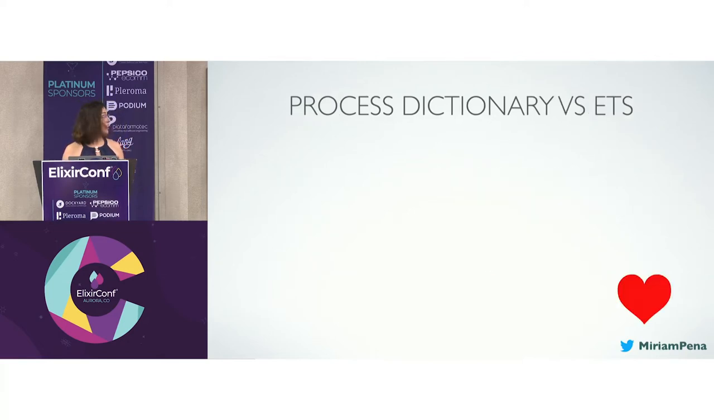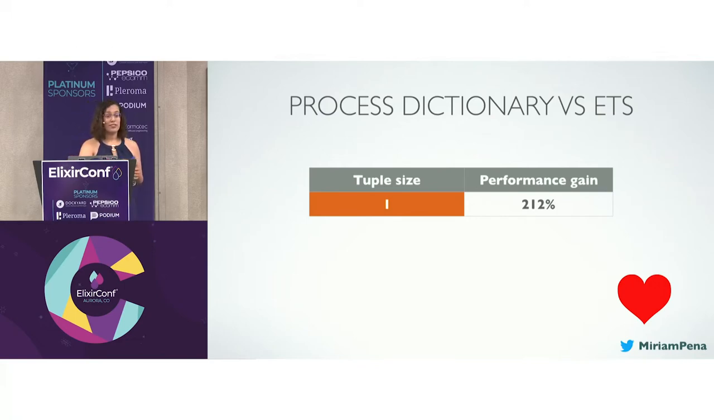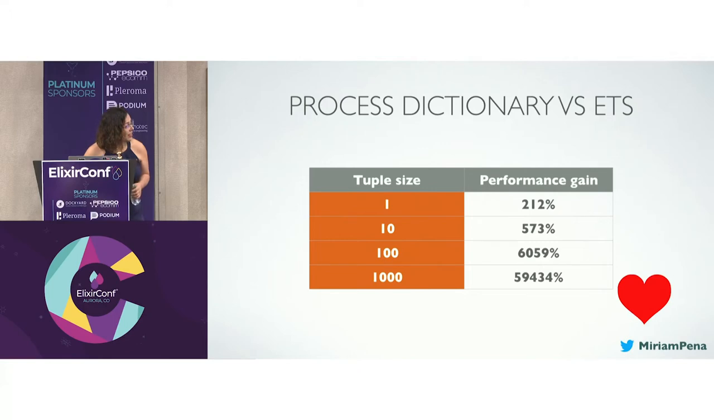And I actually benchmarked how much faster it is to use the process dictionary versus an ETS. For a tuple size of one, it's two times faster. For 10 it's 5 times, for 100 it's more. No good reason to have a tuple of 1,000 elements, but if you want to read it, 6,000 times faster, that's a good option.